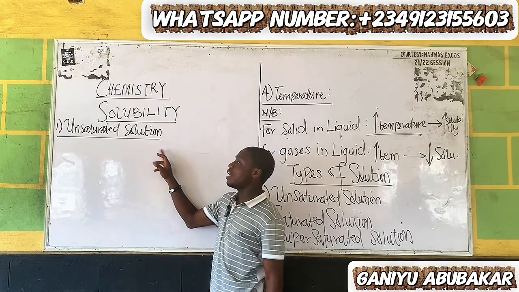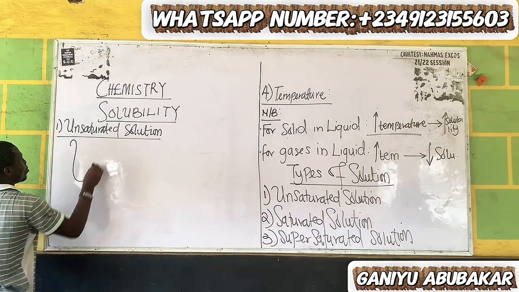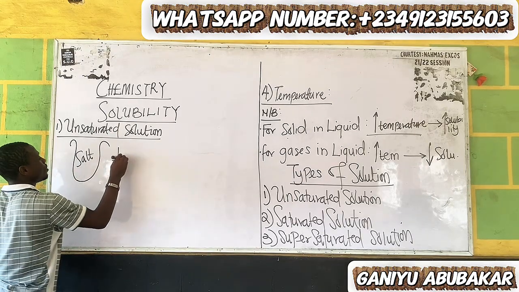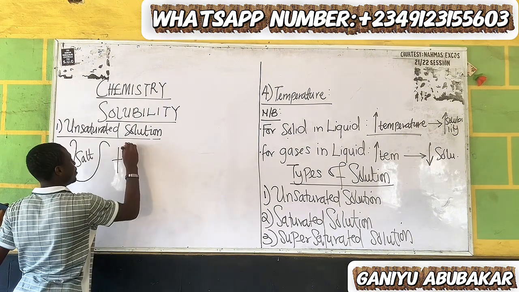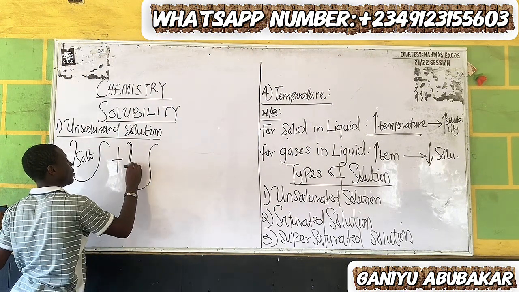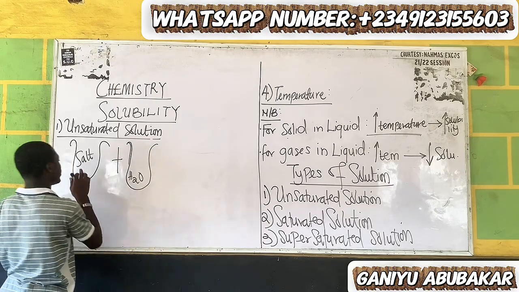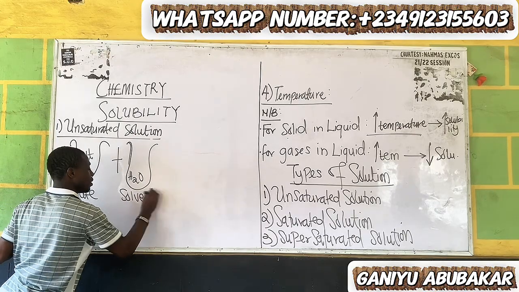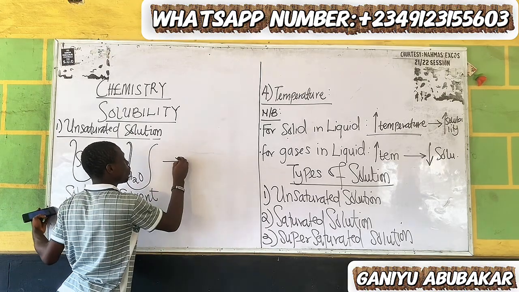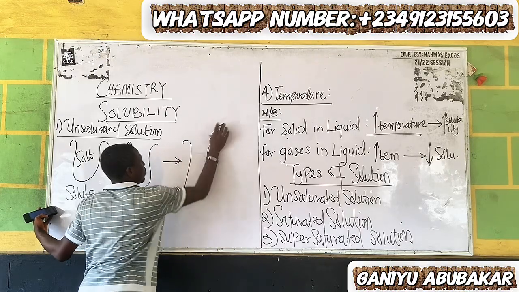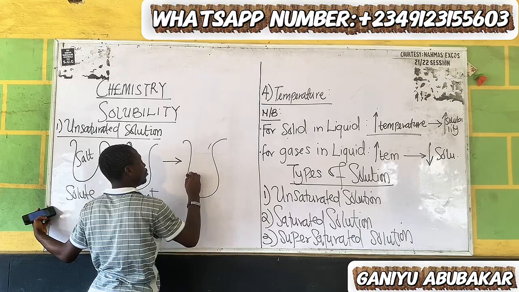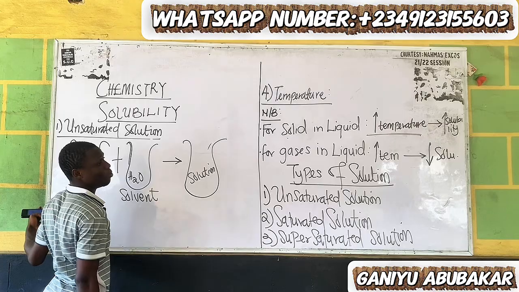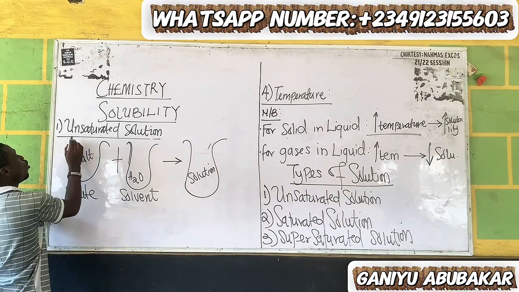We said this: if I combine salt with water, this salt here is my solute, this one here is my solvent. If I combine this together, technically this will form what? A solution, right? Now the question is this: which type of solution does this one form? It forms an unsaturated solution.